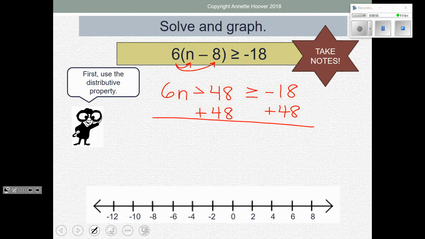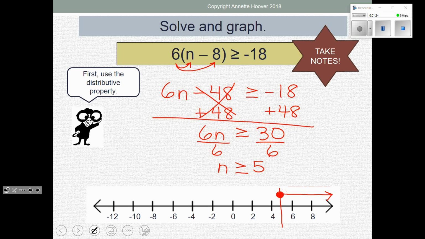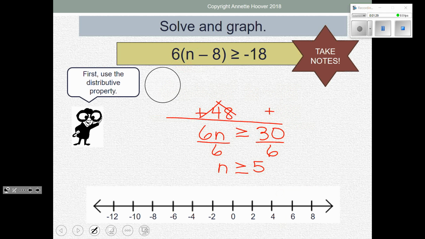Of course, a negative 48 and a positive 48 cancel out. So we are left with 6n on the left side. And on the right side, we have a negative 18 and a positive 48, which is 30. Now to finish up, we divide by 6 on both sides, and n is greater than or equal to 5. Since it's equal to 5, on 5 we make a filled in dot to indicate that 5 is a possible solution, and every number greater than that. So we draw our arrow to the right.